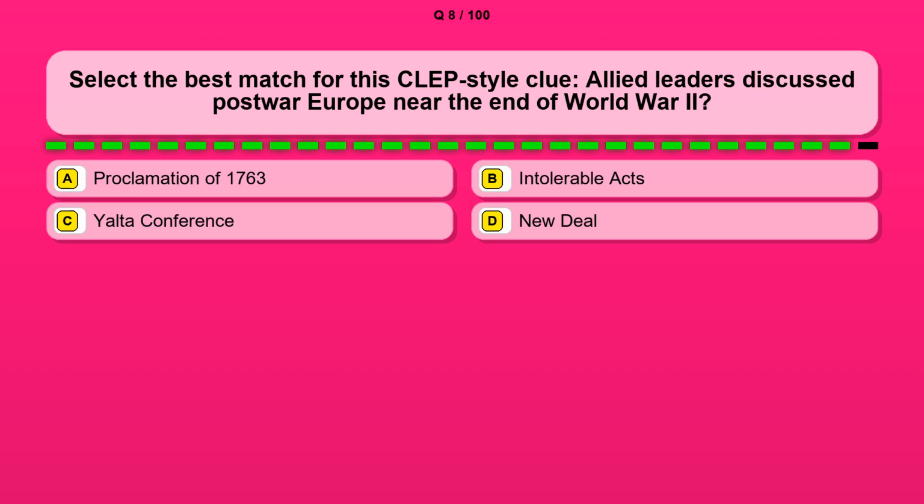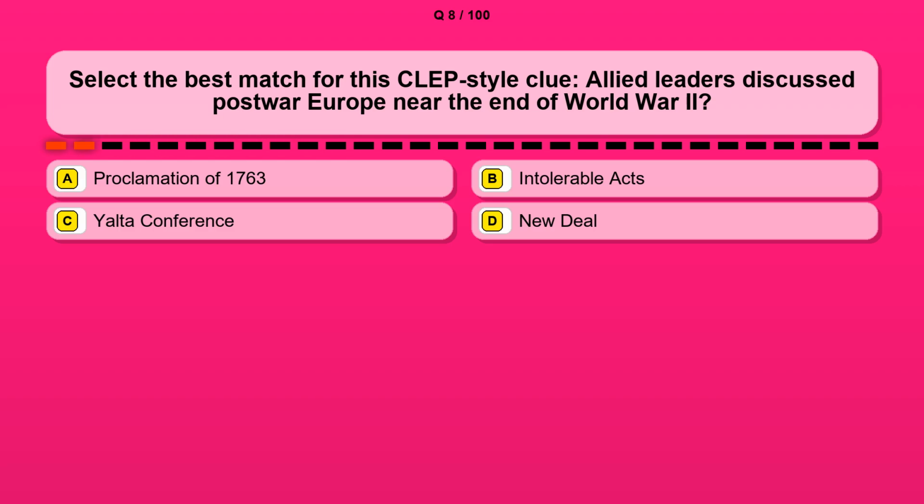Question 8. Select the best match for this CLEP-style clue. Allied leaders discussed post-war Europe near the end of World War II. Option A, Proclamation of 1763. Option B, Intolerable Acts. Option C, Yalta Conference. Option D, New Deal.